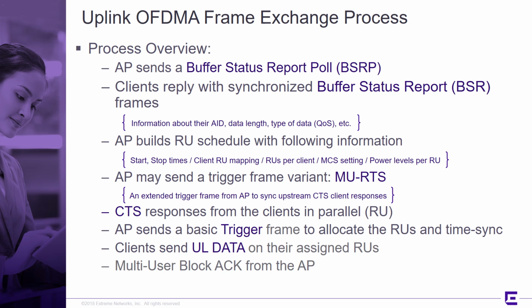Now the AP may send a trigger frame variant, the multi-user RTS, as we saw with the downlink, and it's going to solicit uplink CTSs. And that's if it's needed. We may not need the RTS/CTS, but the AP may decide that it wants to do that for whatever reason, either full time or only as needed. Okay. And then we're going to send a trigger frame, and that trigger frame is going to assign the RUs and the time syncing, and then the uplink data comes on the RUs, followed by a multi-user block ACK downlink to the clients.